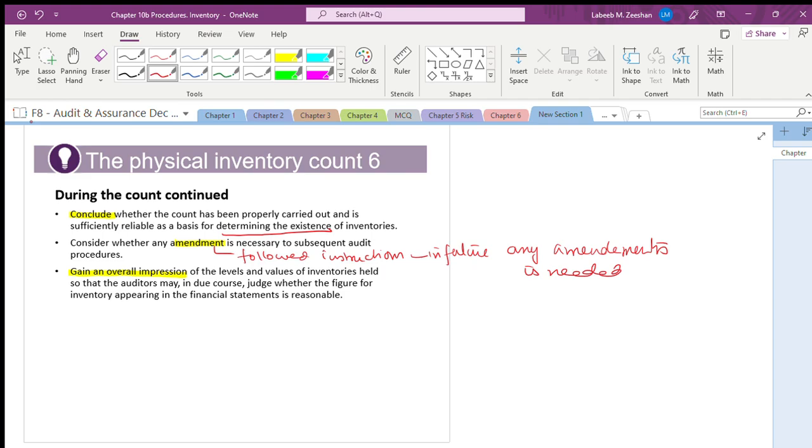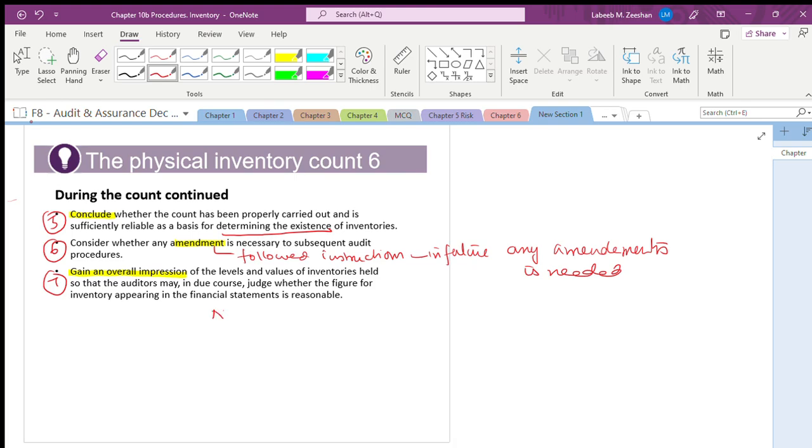This is point number 5. This is point number 6. And what is the final one? Gain an overall impression of the levels and values of inventory held, so that the auditor may in due course judge whether inventory appearing in the financial statements is reasonable. Get my point? Keep it in mind.